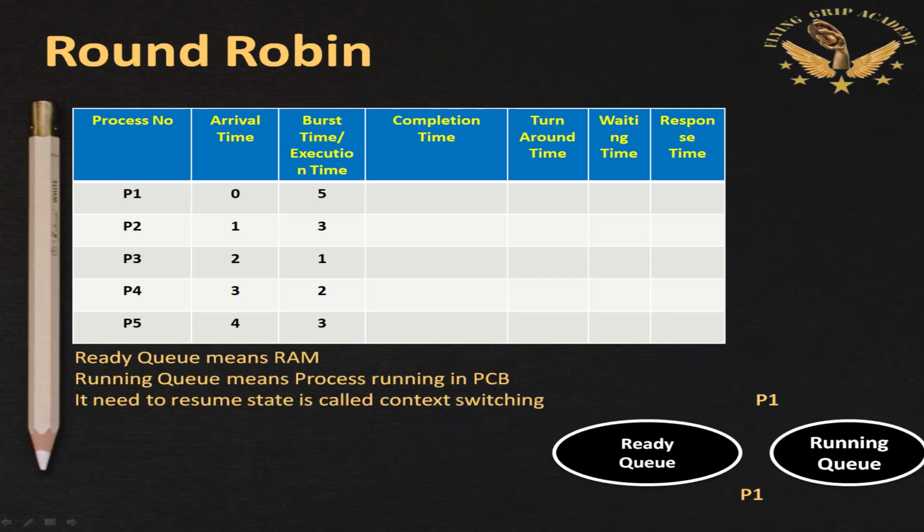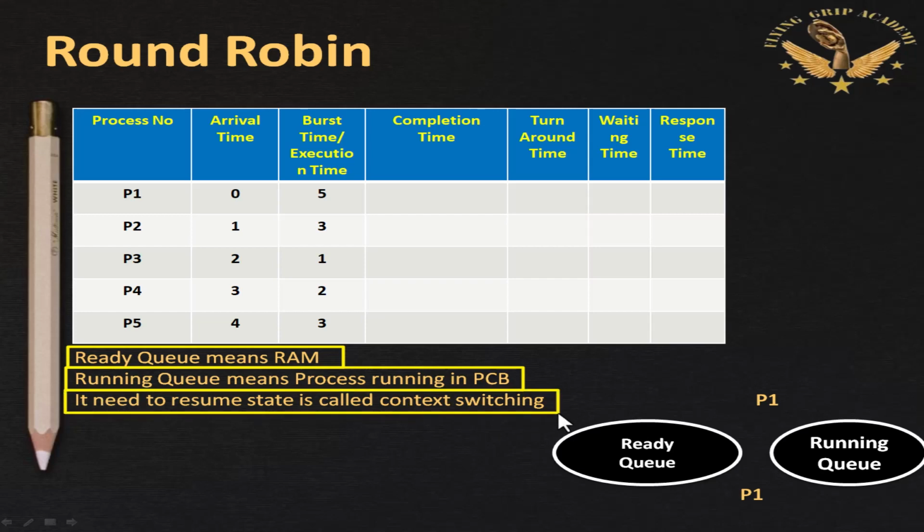So here we are going to see what is ready queue and running queue. Here the ready queue is RAM. The running queue means the CPU, where a process will be running, tracked in the process control block. So instead of terminating the process, we are going to allow the process to resume its state. So this particular concept is called context switching. So switching a particular process to the background, and next bringing the process to the foreground to run on CPU. So like that we are going to calculate the round robin method.